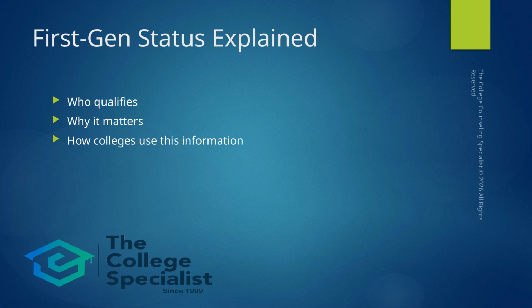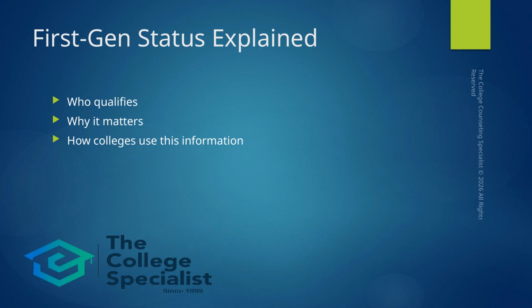First-generation status is one of the most commonly misunderstood parts of the Common App. A student is typically considered first-gen if neither parent has earned a 4-year bachelor's degree. It doesn't matter if a parent attended college but didn't graduate, earned an associate degree, or completed a certificate program. The student still qualifies as first-gen.